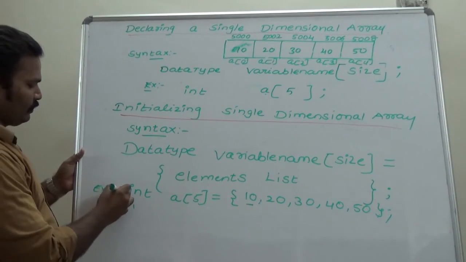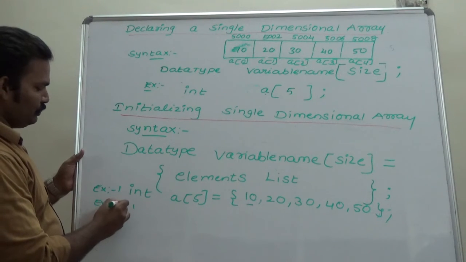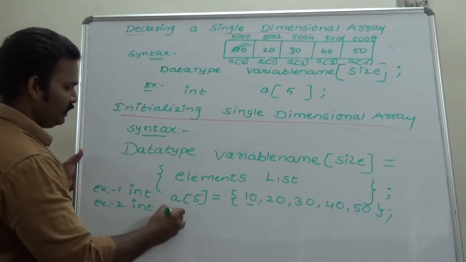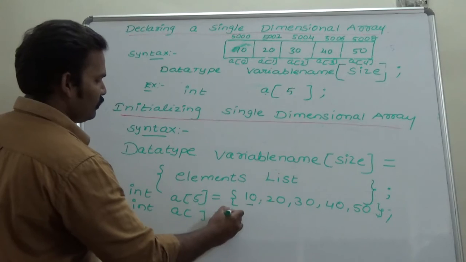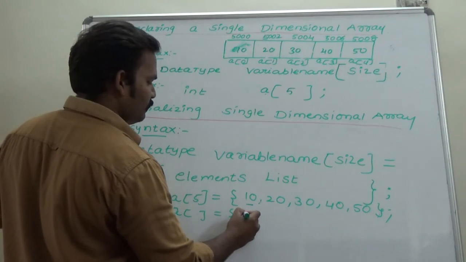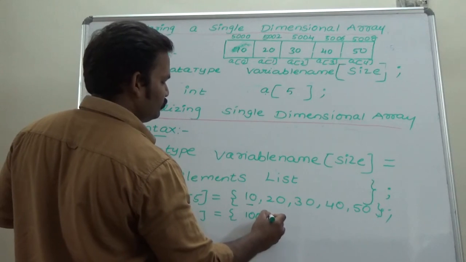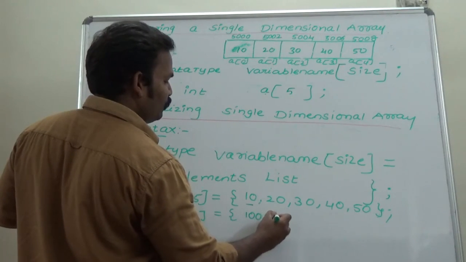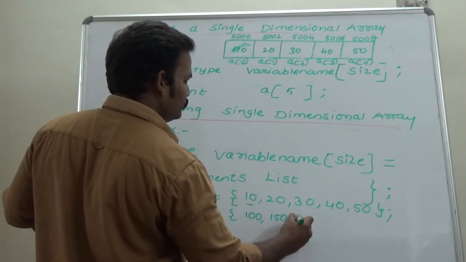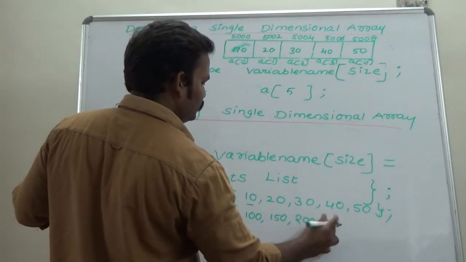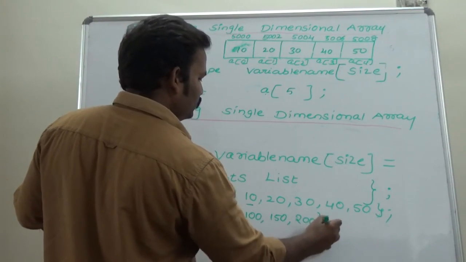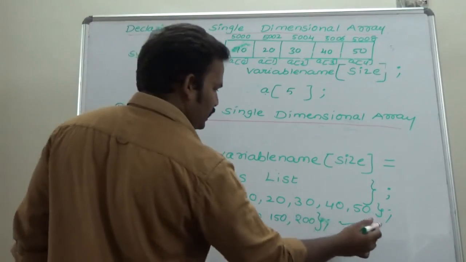Example 1. Example 2, second example: a is, suppose, 100, 150, 200. So is this statement valid?